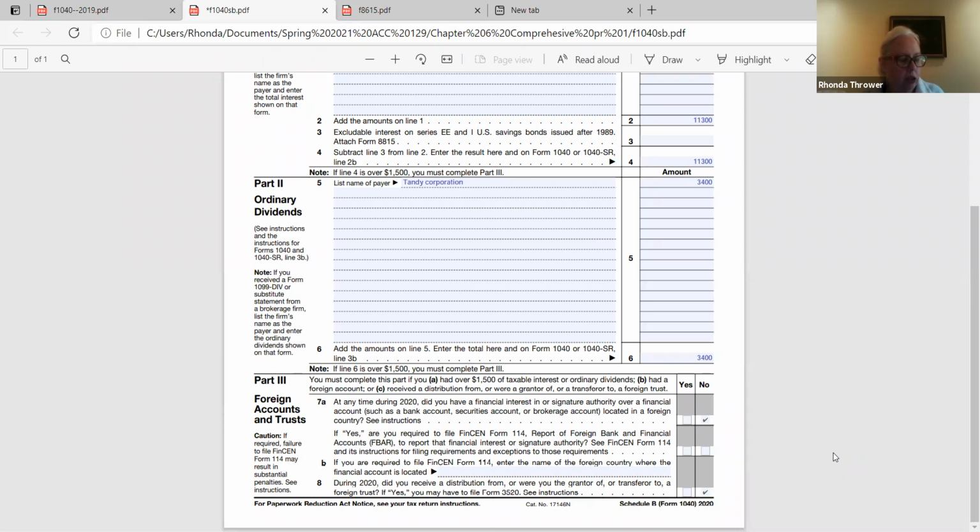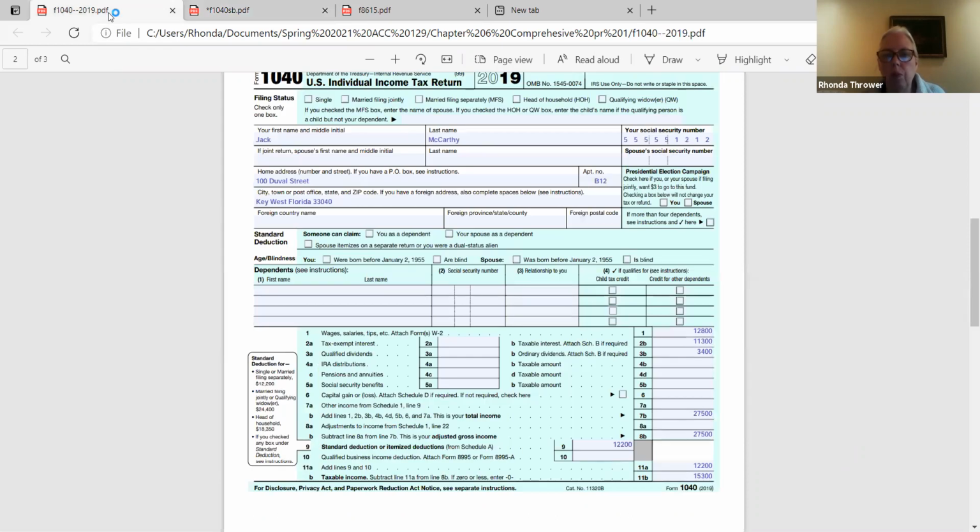And it says, in addition, Jack works part-time as a waiter in an upscale seafood restaurant in Miami, Florida. His 2019 W-2 form reported wages of $12,800. So I'm going to share with you where those wages would go. They would go on the 1040 form for 2019. It goes on line 1 at 12,800. This is the information that we would fill out for Jack McCarthy.